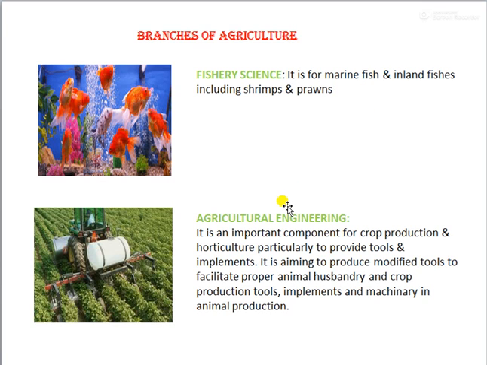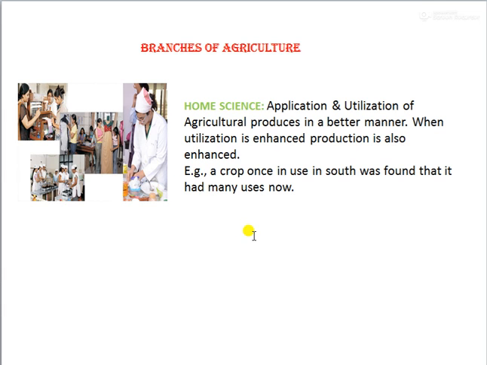Then agriculture engineering. It is an important component for production and horticulture, particularly to provide tools and implements. It is aiming to produce modified tools to facilitate proper animal husbandry and crop production tools, implements and machinery, and animal production.